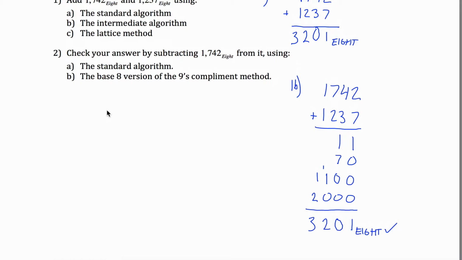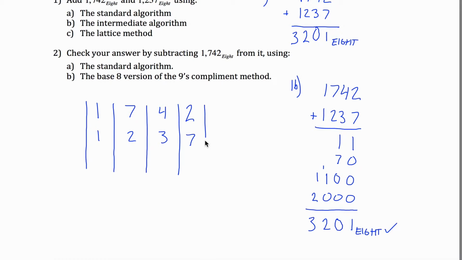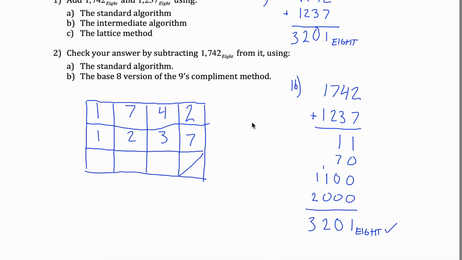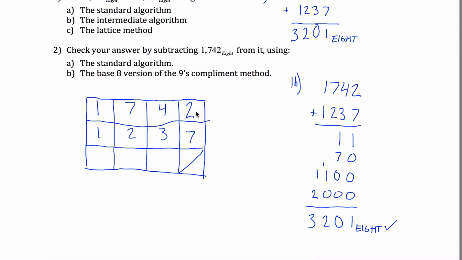And then the lattice method. For the lattice method for addition, you set it up very differently than the lattice method for multiplication. And so you kind of set up this grid here. And then you're going to add, so 2 plus 7, but instead of writing 1 down here and 1 up here, you're going to say 2 plus 7 is 9, which we write as 1, 1 if we're in base 8. So I'll write 1, 1.